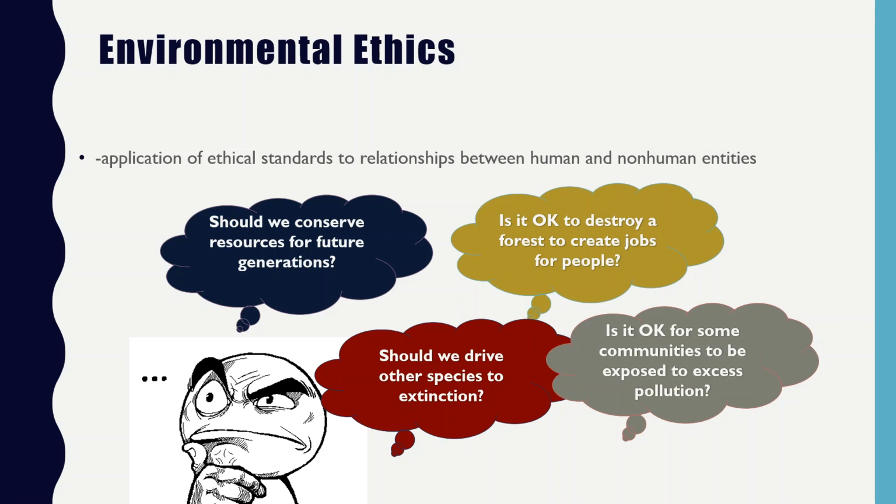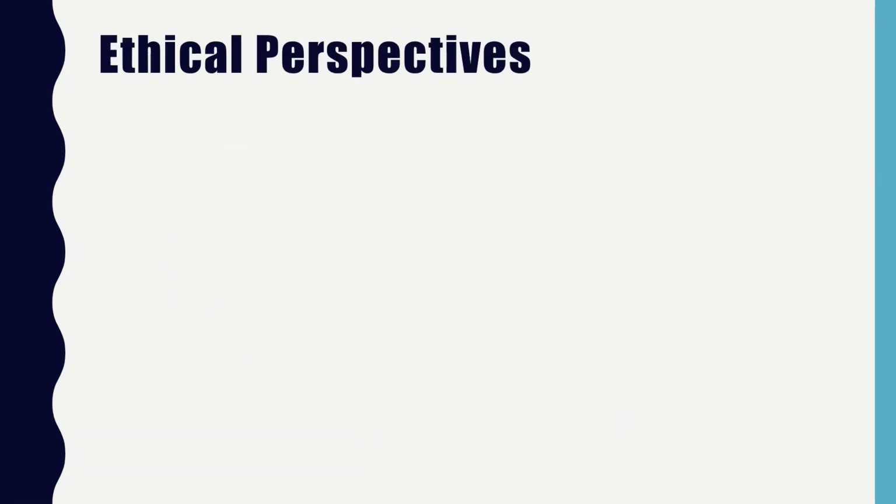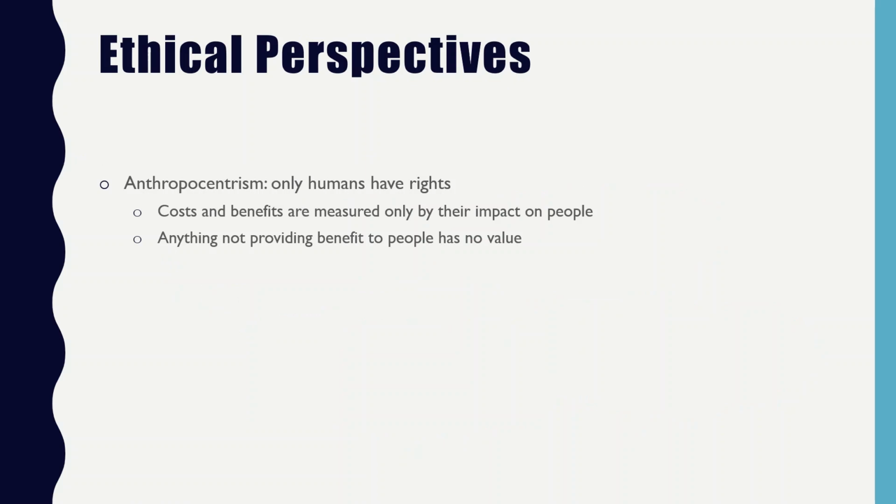We want to think about them as different perspectives as opposed to someone is unethical or ethical. That's kind of a dichotomy that I'm not talking about here. But there are three main ethical perspectives with regard to environmentalism. The first is anthropocentrism, which is that only humans have rights. The costs and benefits are measured only by their impact on people. Anything not providing benefits to people has no value.